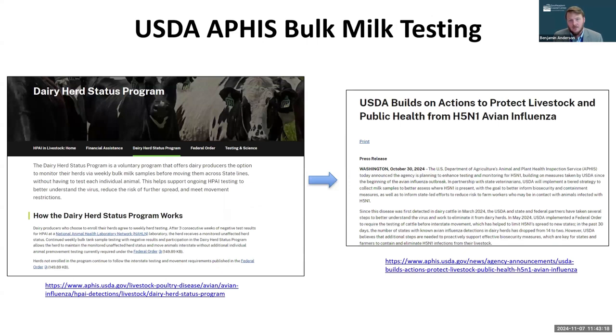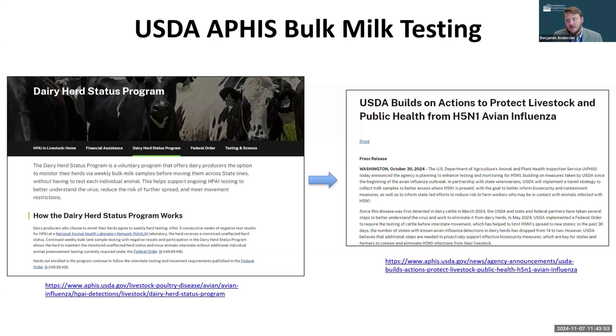The USDA has been doing bulk milk testing. They implemented previously in the year something called the Dairy Herd Status Program. And farms can volunteer to do this. And when they volunteer, they agree to have their bulk milk tested. And when they have negative results over a certain period of time, then they are no longer required to do the testing when they want to move dairy cows from state to state. So it's a way to monitor the health. And we have had a number of farms sign up for this herd status program, but not a lot.